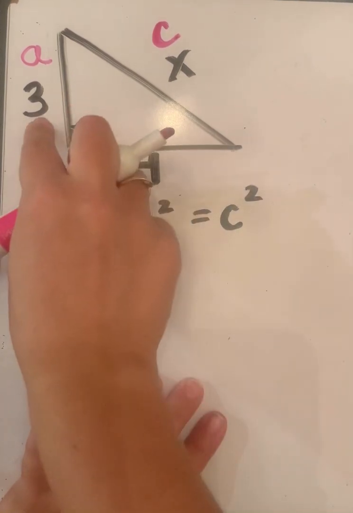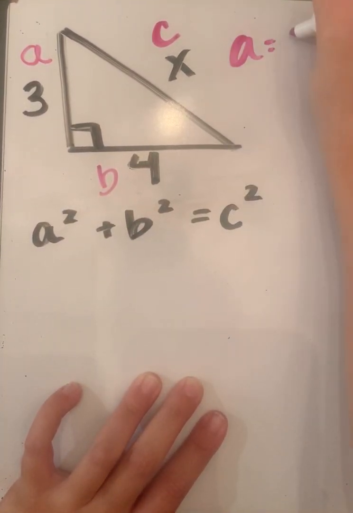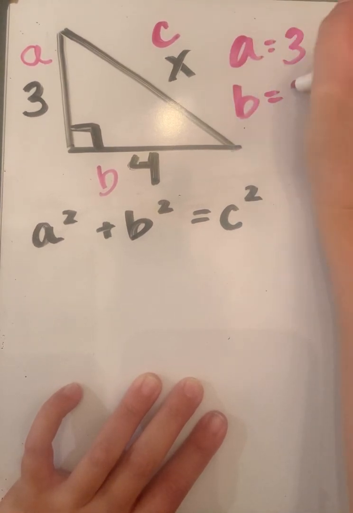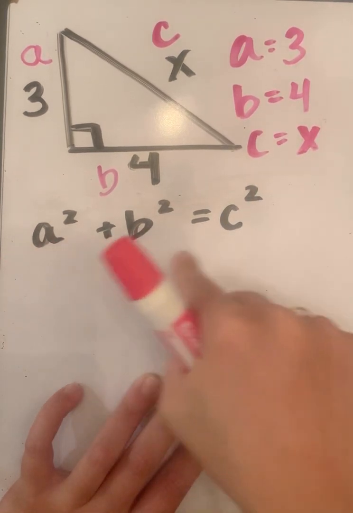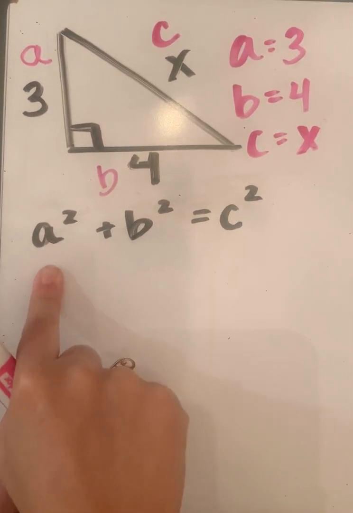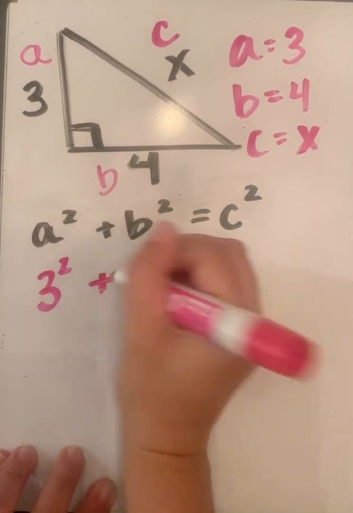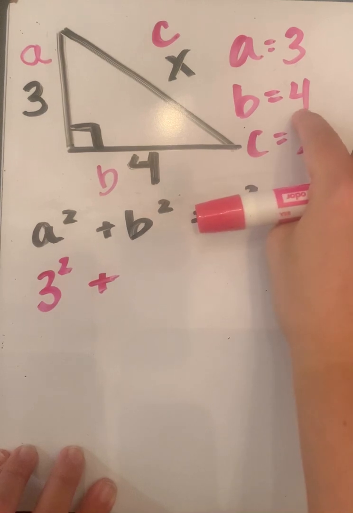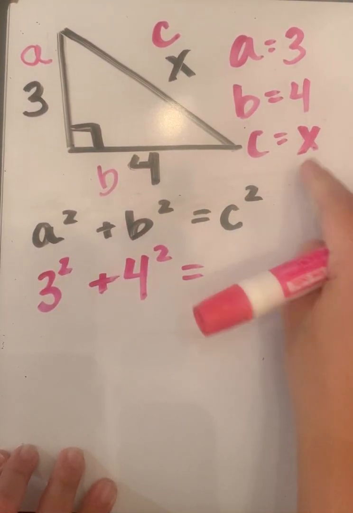And from here, I'm going to just substitute these in. So we know A is equal to 3, B is equal to 4, and C is equal to X. So I'm going to substitute these in for our variables. So instead of writing A, I'm going to write 3 squared plus, instead of B, we're going to write 4, and instead of C, X.